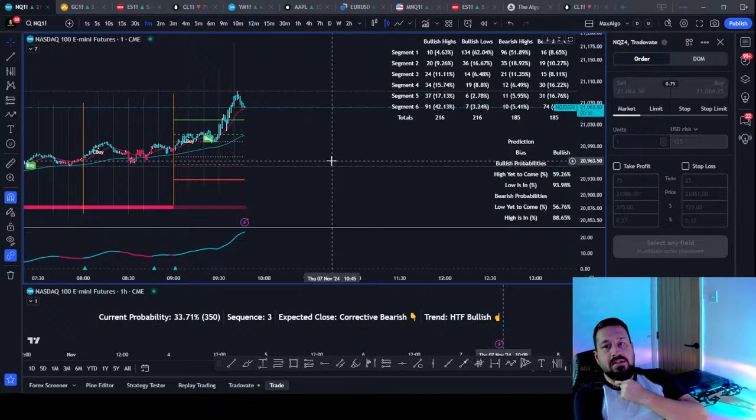Last 15 minutes, we still have a 59% probability of a new high. Yep.